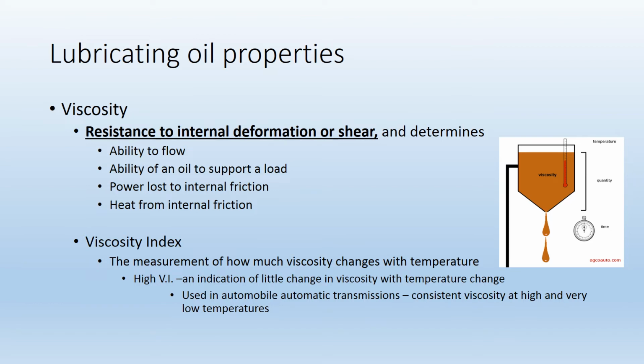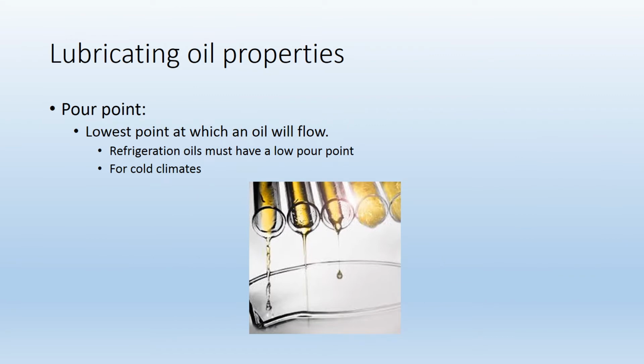A good parallel to this, or a good way to illustrate this, is the automatic transmission fluids in automobiles. The viscosity is very consistent from when it's at its high temperature operating range down to its cold start sub-zero operating range. Pour point of oil is the lowest temperature at which an oil will flow. When you look at refrigeration oils, they have to be able to pour at a very low operating temperature. So oils with a low pour point are good for cold climates.